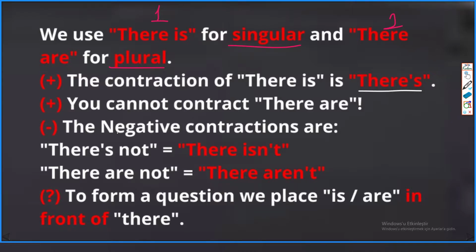The negative forms are there is not and there are not. We can contract them: there isn't, there aren't, as you see on the negative side. But to form a question, we place is and are in front of there. We change their places.